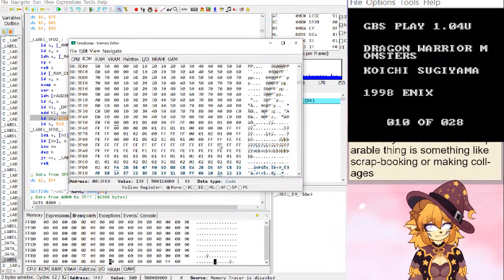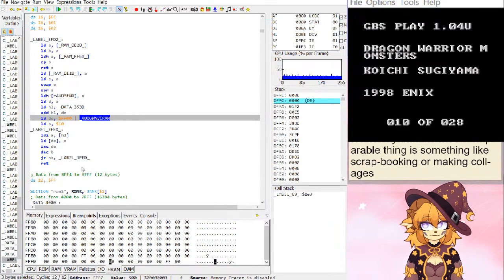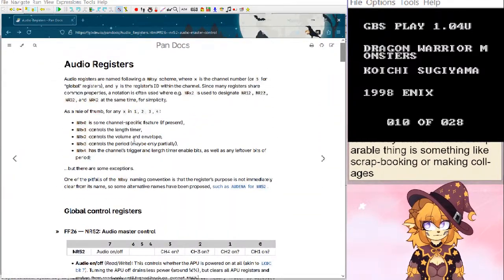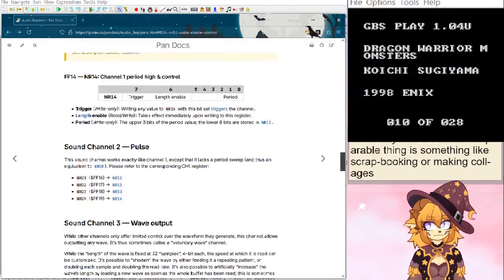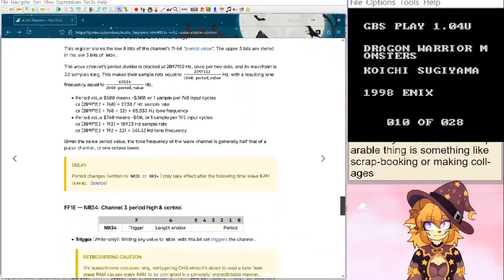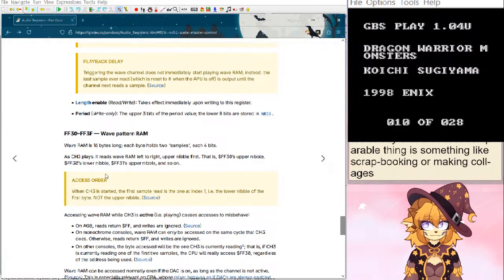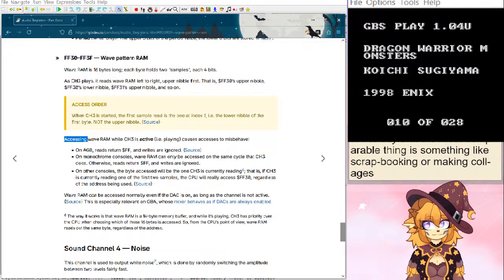That. FF06? Let me just check the... Wave pattern RAM is FF30, so is that what we want? That must be what we want.